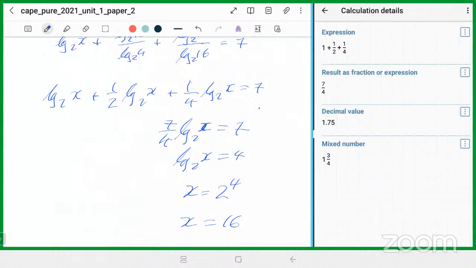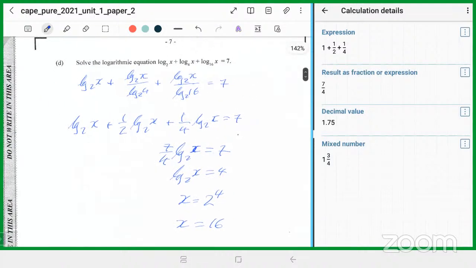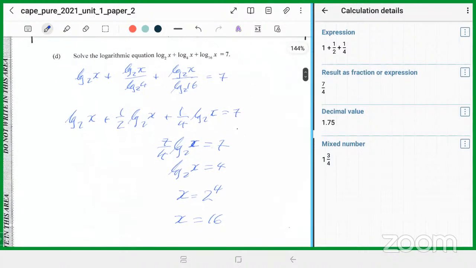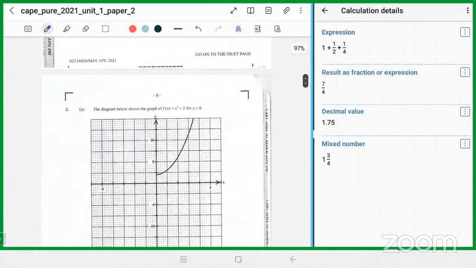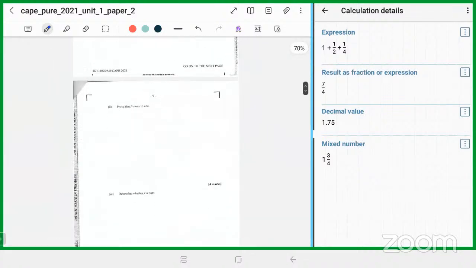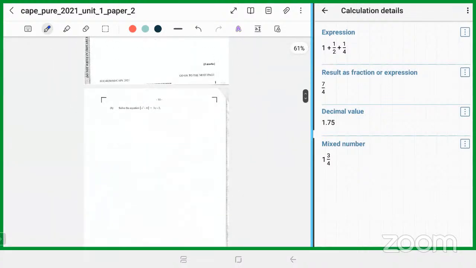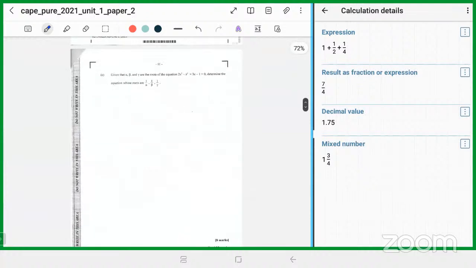Is it? Very good. Who got the 16? Anybody got the 16? Yes, sir. Yes, sir. Ah, good. All right. Pure maths. Let's see if there's anything else. I don't think so.